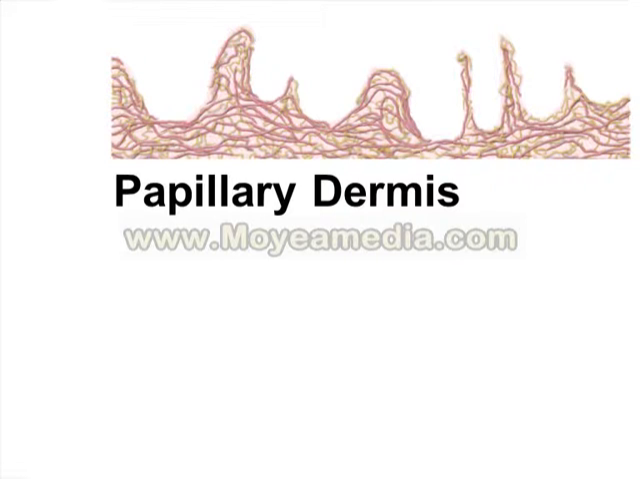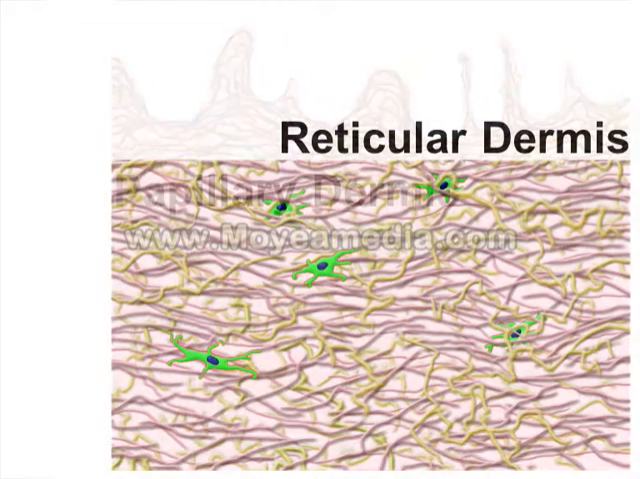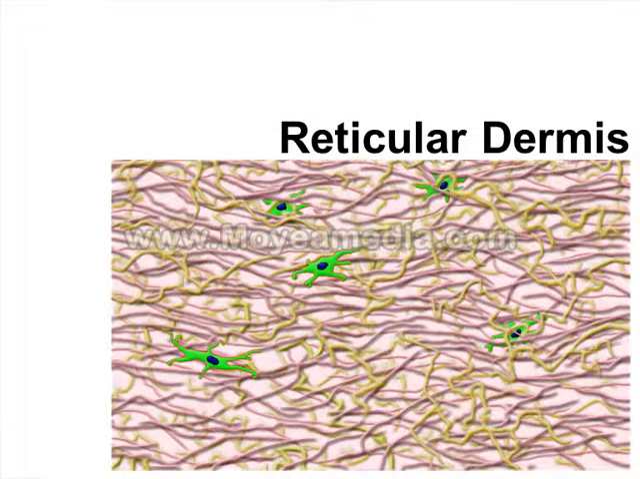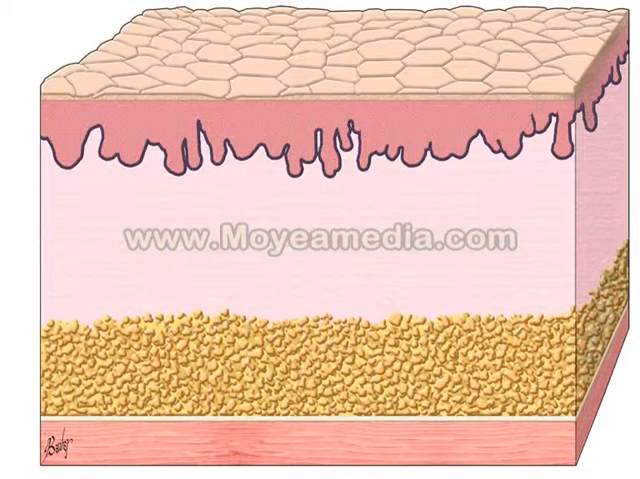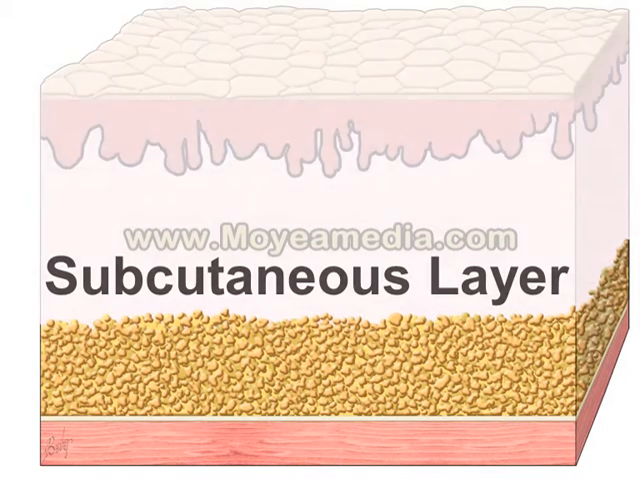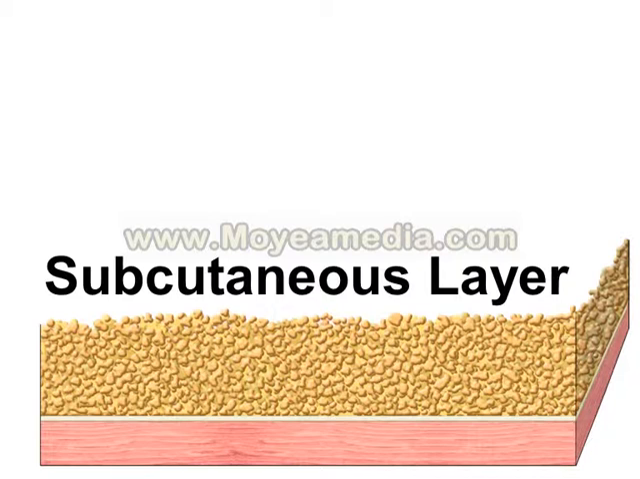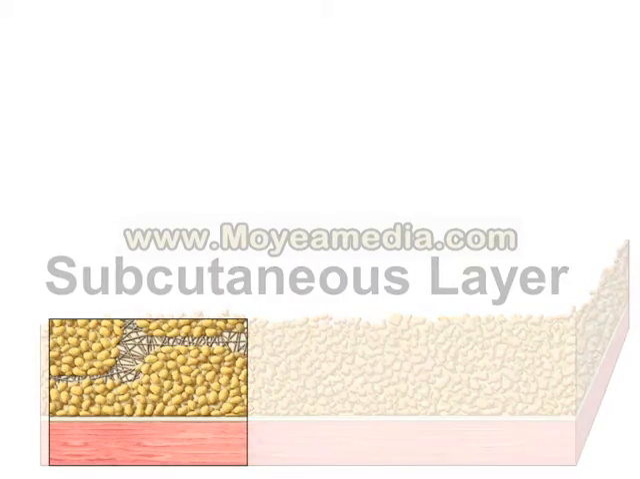From top down, papillary dermis, reticular dermis with the dendritic cells embedded. Below that would be the subcutaneous tissue. Subcutaneous layer is composed of lipocytes divided by septae, with the blood vessels present within the septal structures.